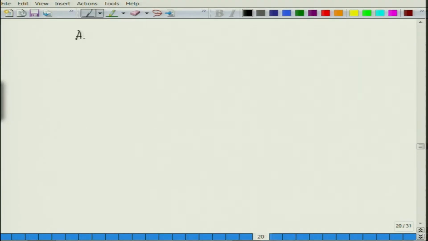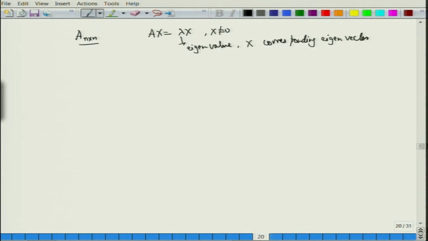Alright, so let us recall what we had done in the previous class. So the ideas were that you have A, which is an n cross n matrix. Then you had an x which was non-zero such that Ax is equal to lambda x, x not 0. So that gave me eigenvalues and eigenvectors. So lambda is the eigenvalue and x the corresponding eigenvector. Fine. And we had said that lambda comma x is an eigenpair.